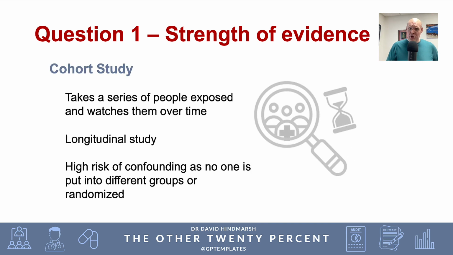Next up is looking at cohort studies, where you take a series of people who are exposed and you watch them over a long period of time. This is sometimes referred to as a longitudinal study. It's a high risk of confounding because you're just looking at that group. There's no randomisation, there are no groups, it's just studying them and what's going on.